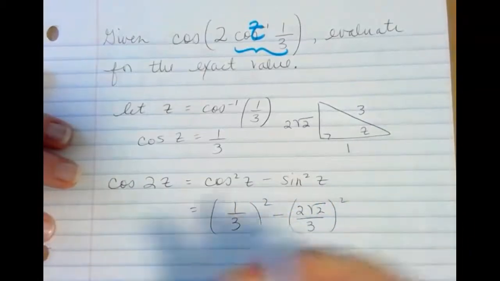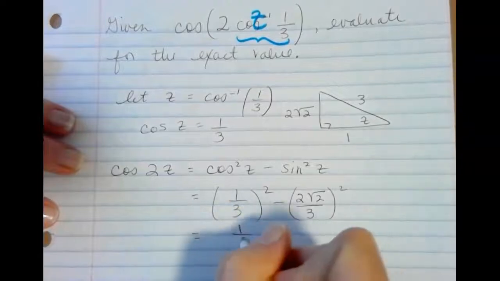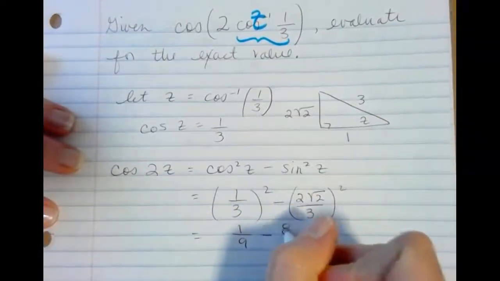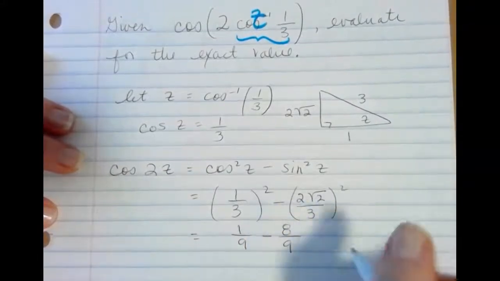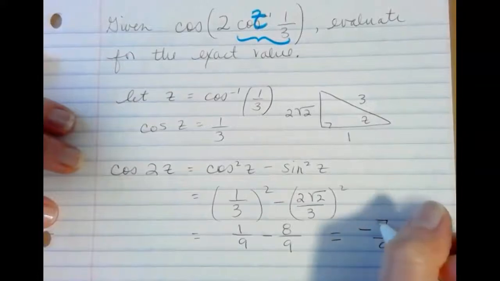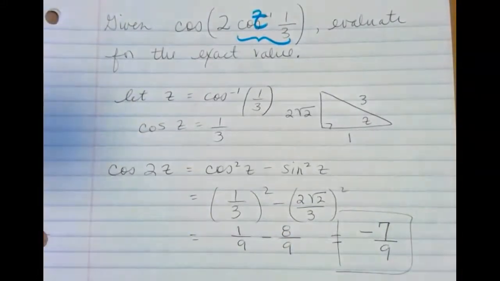So both of these are being squared, so when we follow order of operations here, we end up with 1/9 minus 2 root 2 squared is 8 over 9. So 1/9 minus 8/9 is negative 7/9. And that is our simplified answer.